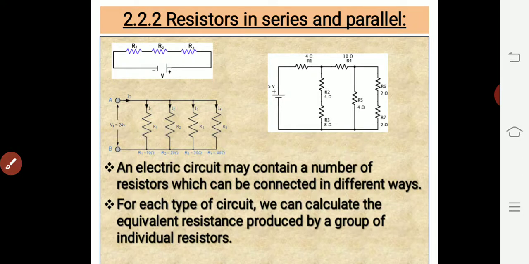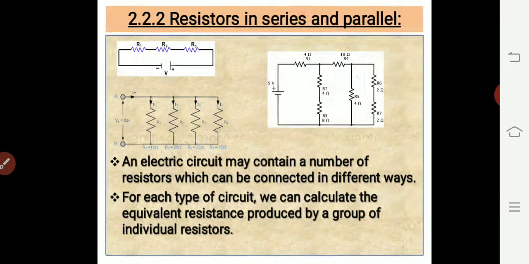The electric circuit may contain a number of resistors which can be connected in different ways. For each type of circuit, we can calculate the equivalent resistance produced by a group of individual resistors. This is the introduction of resistors in series and parallel.